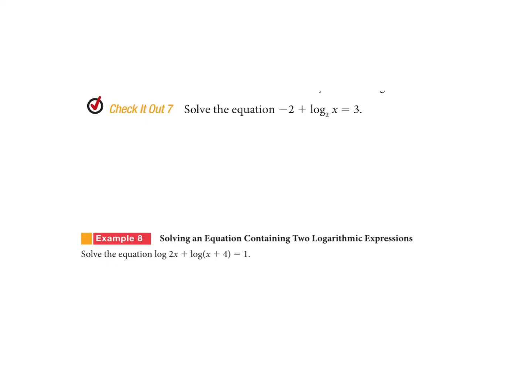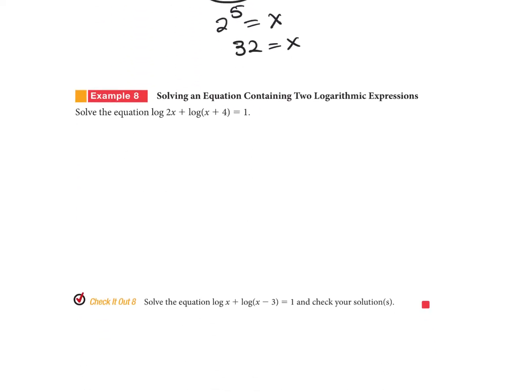And here we go. Log 2 of x. I'm going to add 2 to both sides equals 5. And then I'm just going to write it in exponential form. 2 to the 5th equals x, which is 32 equals x. All right, and now we get one that has 2 logarithms. Let's take a look at how we can do that.